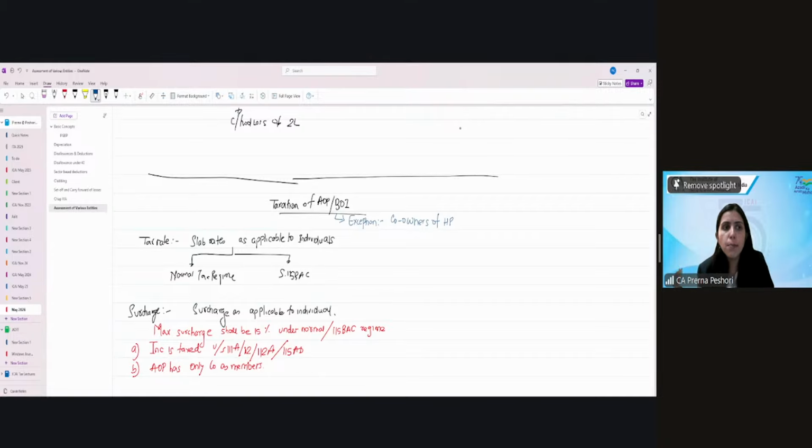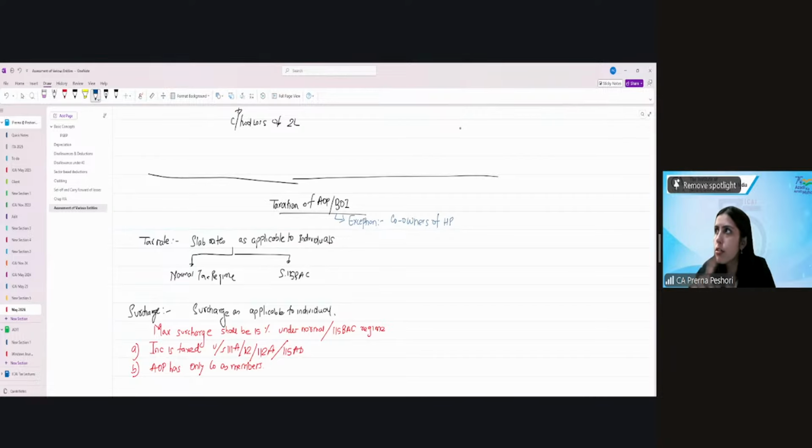So partnership is more like a formal business arrangement with a governing act. The AOP is just two or three people coming together to do the business or to attain a particular objective, and it could be for a temporary period, not for a long-term period. Clear? Yes, ma'am. Clear, ma'am.